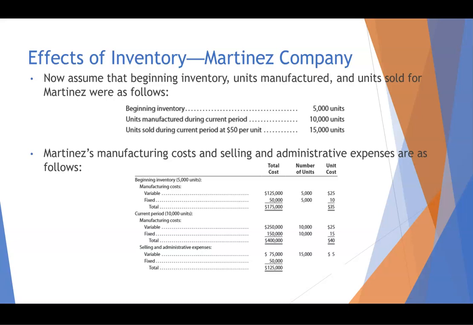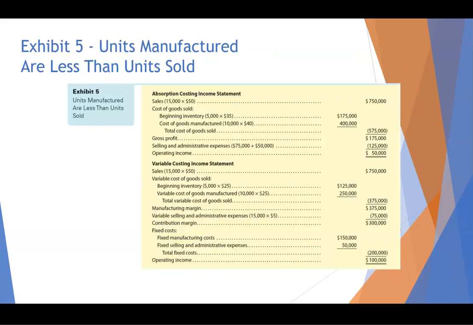Now, if we assume that beginning inventory, units manufactured and units sold for Martinez are shown here, we have a 5,000 beginning inventory, units manufactured are 10,000, and then the units sold are 15,000, and we see the variable expenses, then this is going to be a different scenario. This slide here shows a $50,000 difference in operating income. This difference is because of the fixed manufacturing costs.